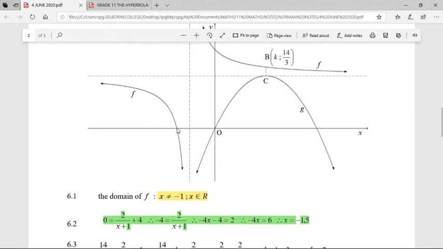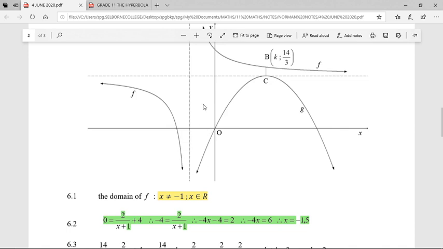Just after negative 1,5, in this little area here, what's happening? They are both negative. Do you see that my hyperbola is below the x-axis? And my parabola would also have been below the x-axis. So we don't want that area, because negative divided by negative is a positive. We don't want that area. We want negatives from our fraction.